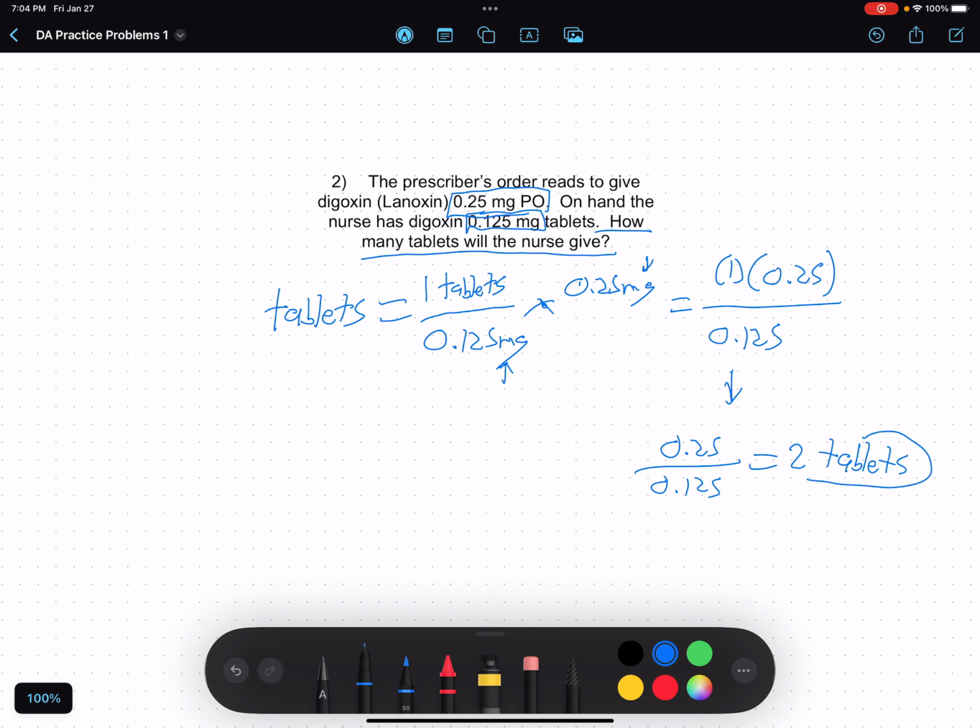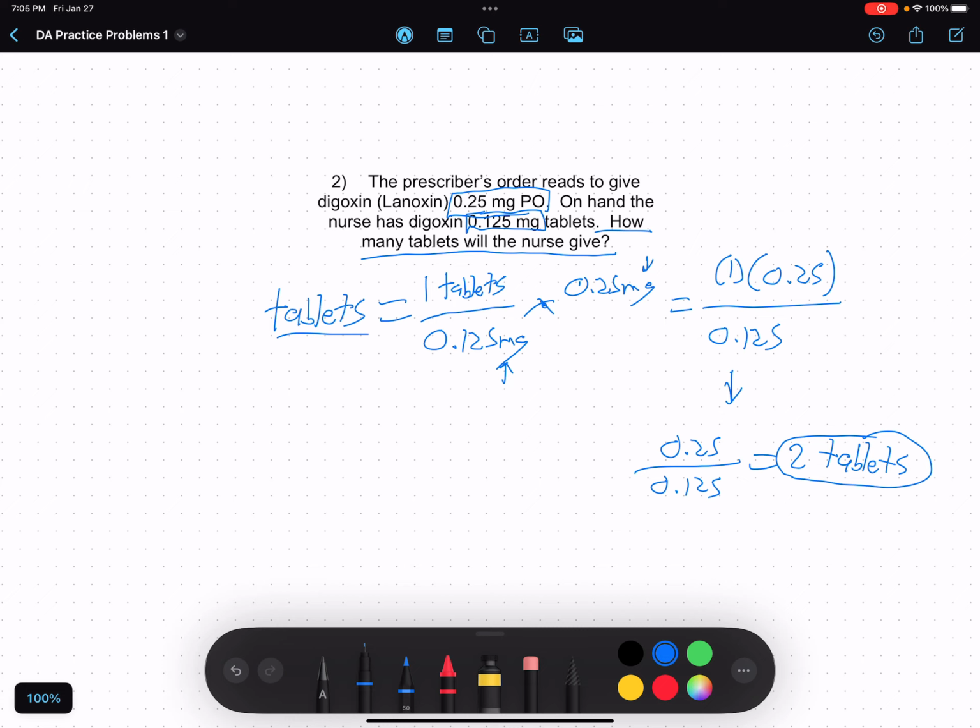All right. And again, I'm going to look, does what I have and what I want match? The answer is yes. We have tabs over here. We have tablets in the answer. And next, I want to think, does this make sense? Does administering 2 tablets make sense here? And the answer is yes.